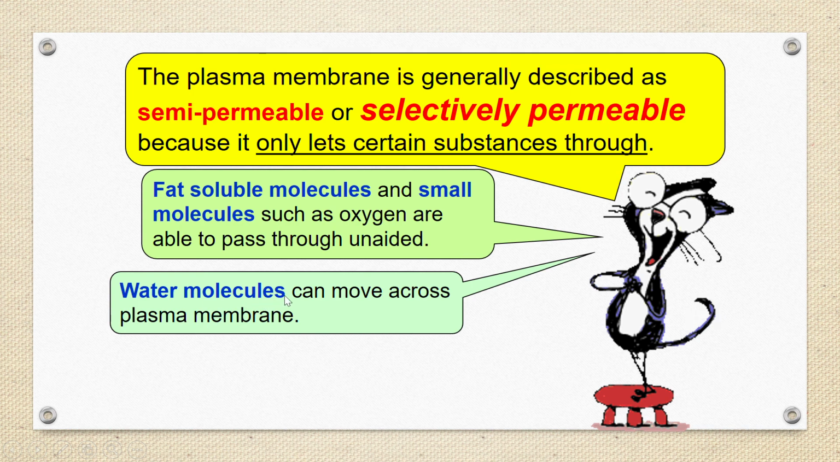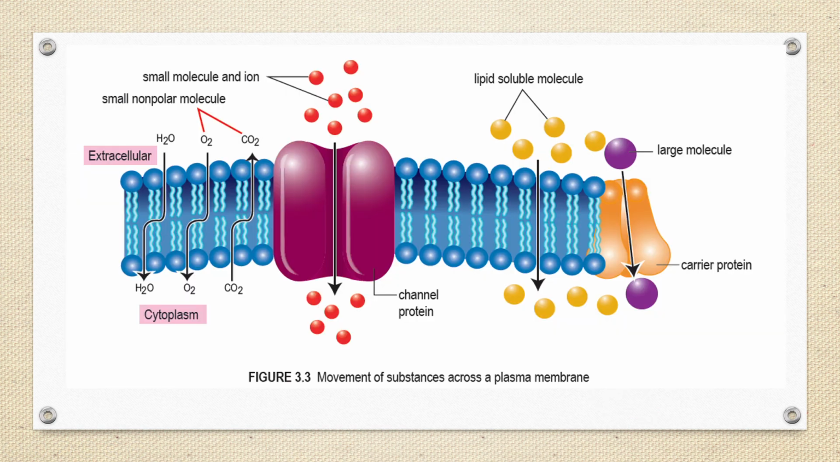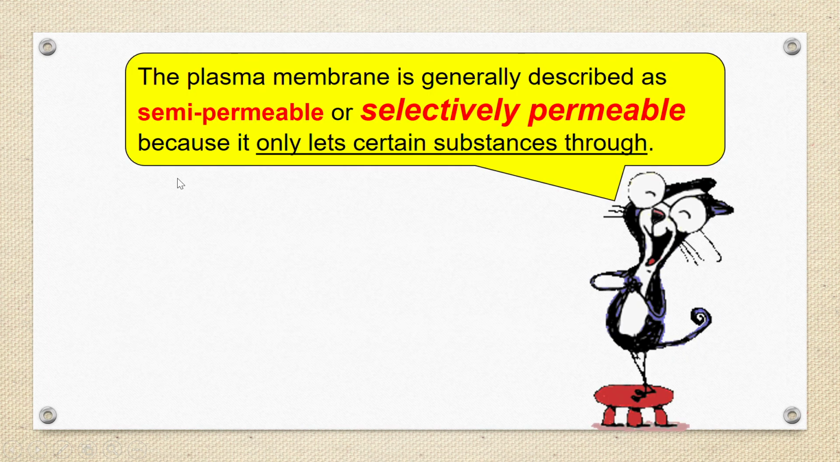Okay, water molecules can also diffuse across the plasma membrane. Water molecules, kenapa? Because the head, yang kepala itu, the phospholipid head, just now we said they are hydrophilic in nature.